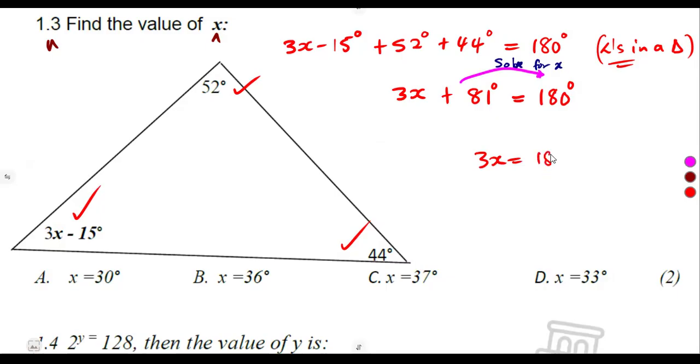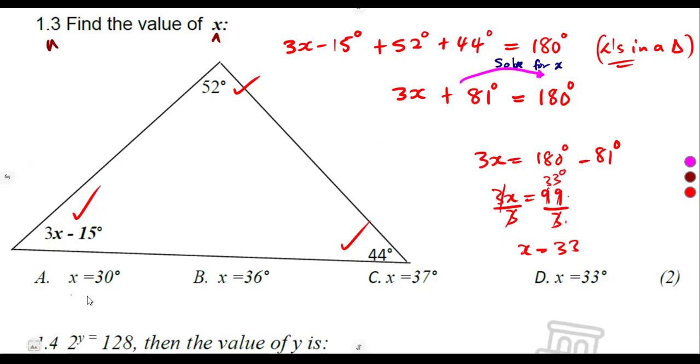180 minus 81. This is going to give us 99. Just use your calculator, then divide by 3 each and every term. That's x is what? 99 divided by 3, that's 33. Okay, this is going to be 33.